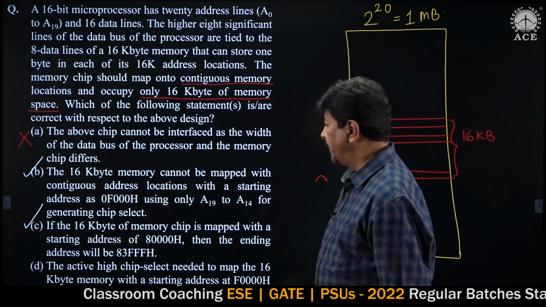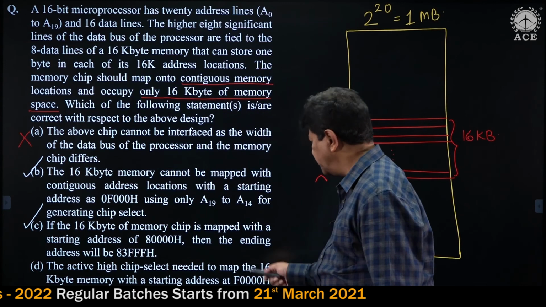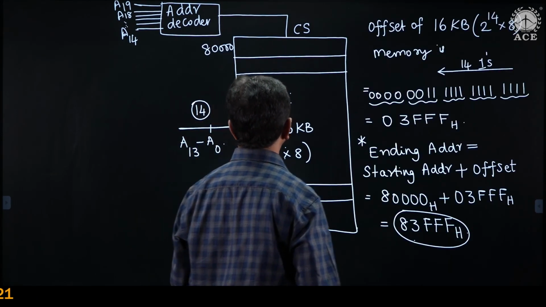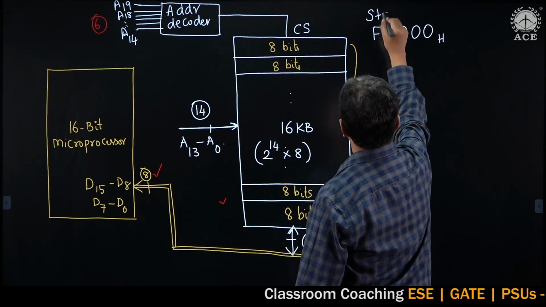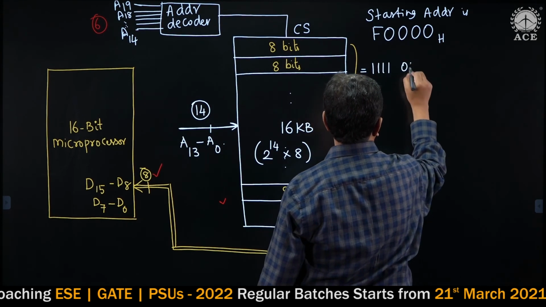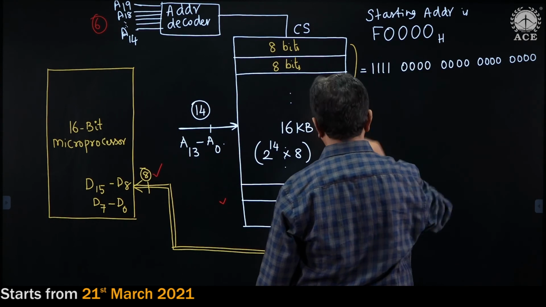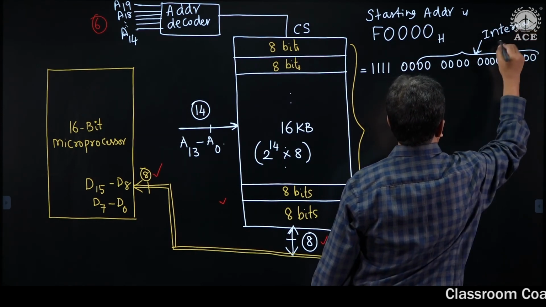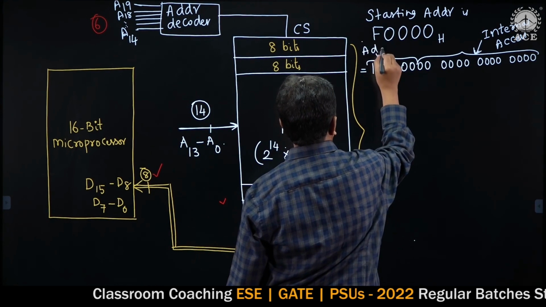And coming to the last one here, the active high chip select needed to map the 16 kilobyte memory with the starting address of F0000H is given by this logic expression. This one is a wrong statement. The reason is this. Let us look at why this is wrong. He has given that the starting address is F0000H. So that is equal to 1111 0000 0000 0000 0000. I told you 14 lines are meant for internal access, so just leave them. And the remaining lines are meant for address decoding.